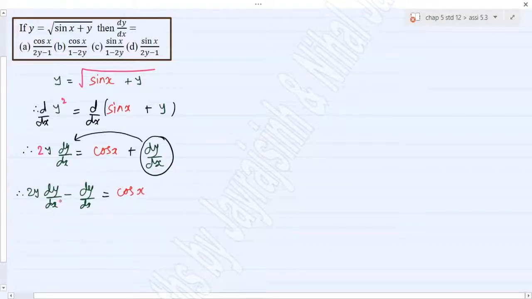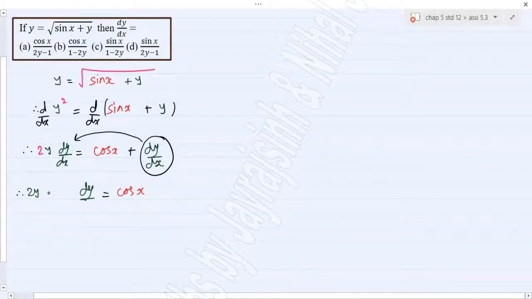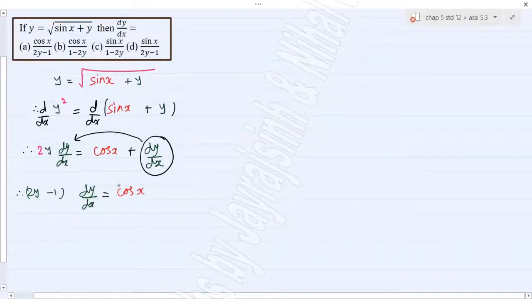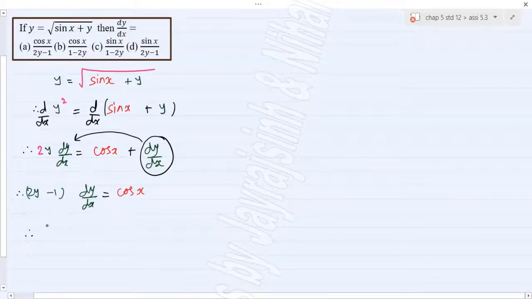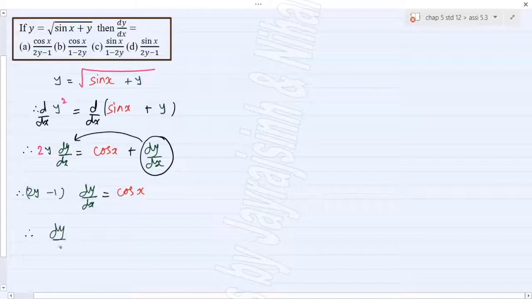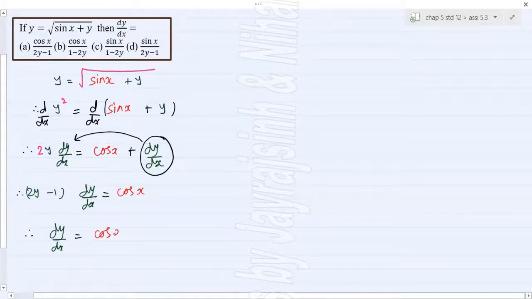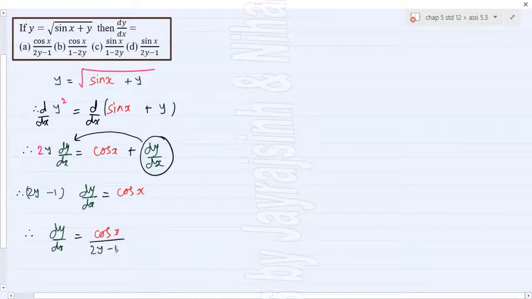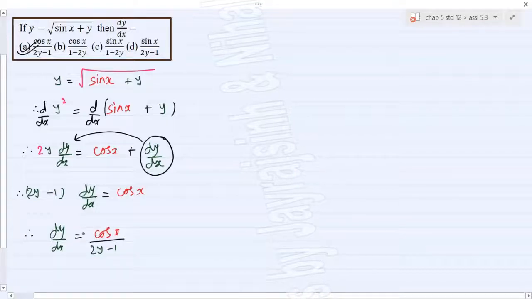On the left side, we can take dy by dx common. So we will get (2y − 1) dy by dx is equal to cos x. So we just have to make dy by dx the subject. So we'll get dy by dx is equal to cos x upon (2y − 1). Option A, the final answer. Ta-da!